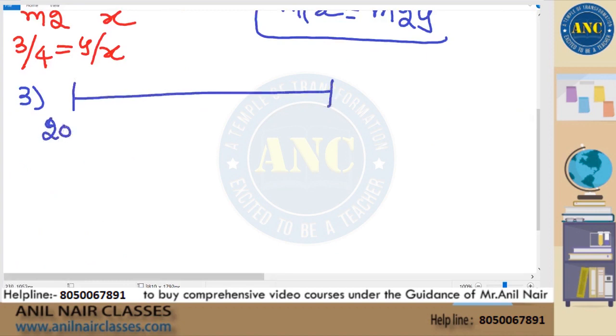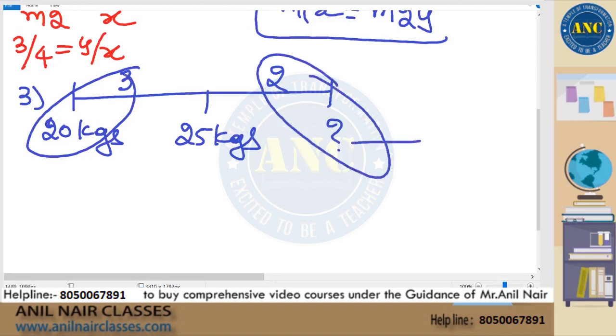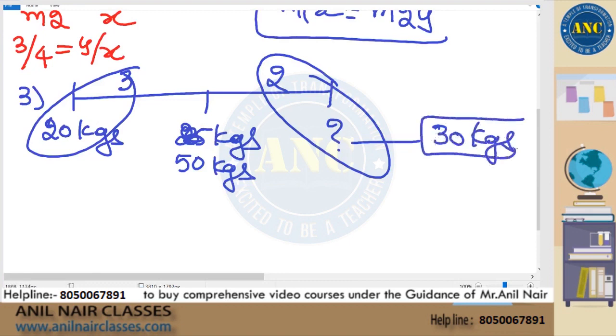Suppose it is 20 kgs and 25 kgs. So this is 3 and it is 2. What will be this value? 2 3s are 6, so 60. This should also be 60. Let me call the total 50 kgs. So this value will be 30 kgs.